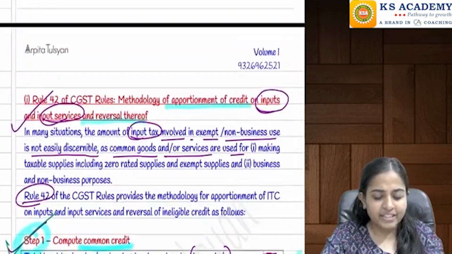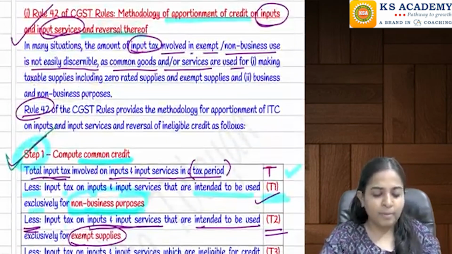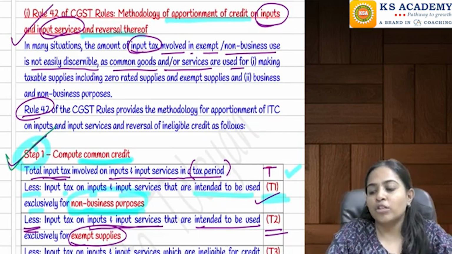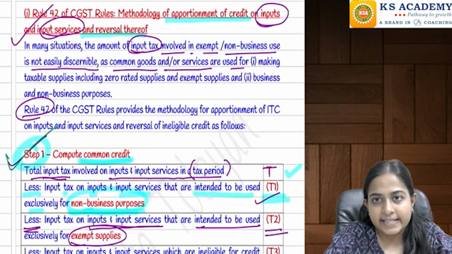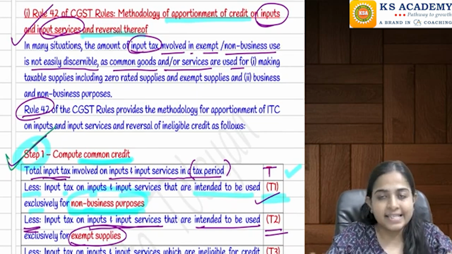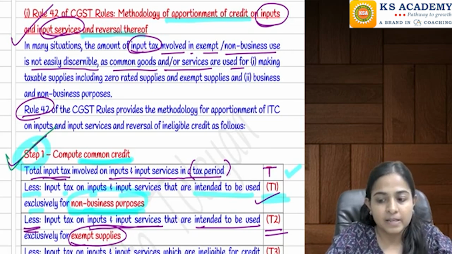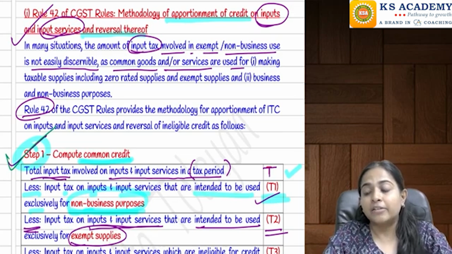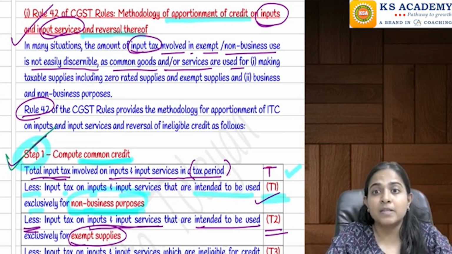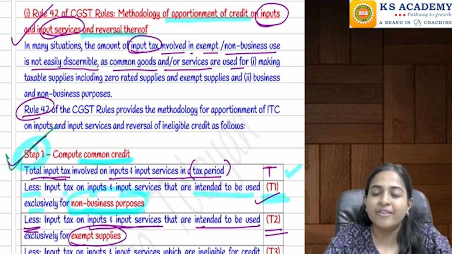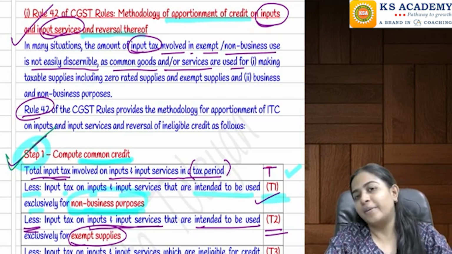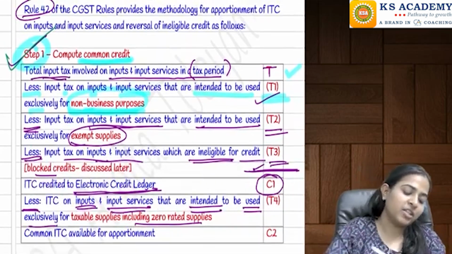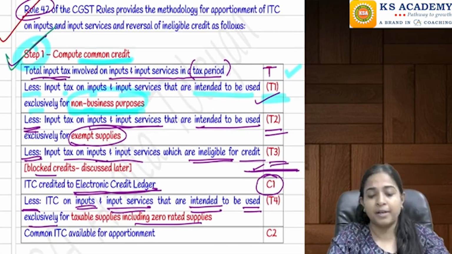I think here it is. Yes. Can we start, everyone? Rule number 42 and rule number 43. First of all, keep your minds open. Everyone, rule number 42 talks about what? It talks about reversal of ITC in case of inputs and input services. Remember in section number 17, we had discussed that it can so happen that we are using some credits for personal purpose, some credits for exempt supply. Should we be getting the credit on the same or not? No, we should not be getting the credit of the same. So now see how we are supposed to do the calculation. This is given in rule number 42, which is super duper important.